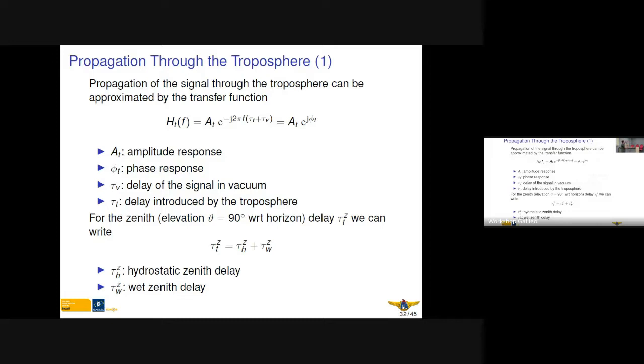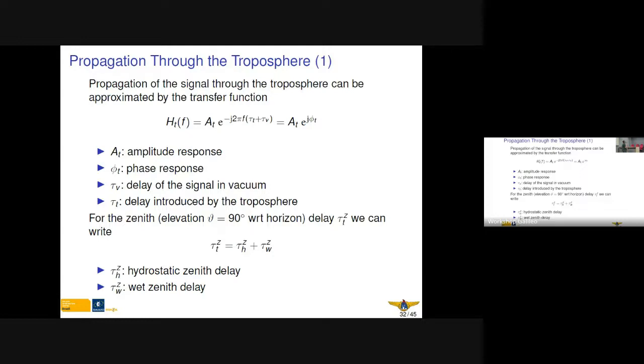Yeah, propagation through the troposphere. We can also model this with a transfer function, h of t, dependent on the frequency. Then we have here the amplitude response, at. We have again the delay of the signal in vacuum, tau v, and then we have tau t. Now, this is not dependent on the frequency because it's a non-dispersive medium for our frequency range.